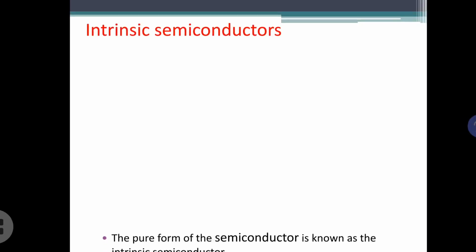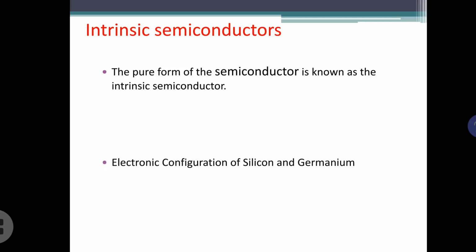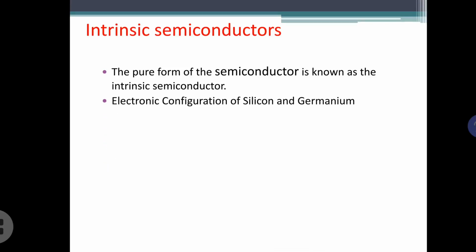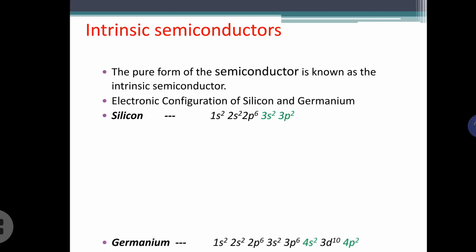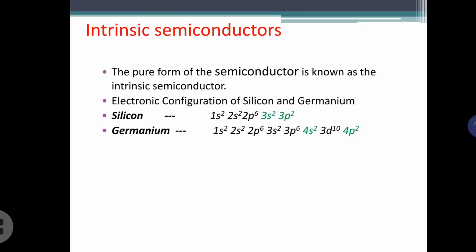Next, what are these intrinsic semiconductors? We have to study them in detail. As we mentioned, the pure form of semiconductor is known as an intrinsic semiconductor, with silicon and germanium as examples. Let us have a look at the electronic configuration of silicon and germanium. Silicon, as already mentioned, is 1s2 2s2 2p6 3s2 3p2, with the outer shell having 4 electrons, and atomic number 14. Germanium has atomic number 32, and hence the electronic configuration is 1s2 2s2 2p6 3s2 3p6 4s2 3d10 4p2. Here also you can see the outermost shell of germanium contains 4 electrons. That means silicon and germanium are tetravalent, with valency 4 electrons in their outermost shell.